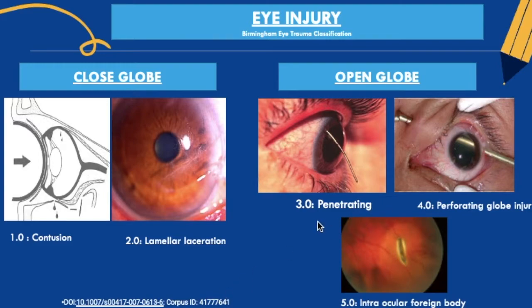Now, for the open globe injury, it consists of what we call a penetrating globe injury. There's only one particular wound, which is the entry site. And in another situation, we have the perforating globe injury. In these circumstances, we have the entry wound and we also have the exit wound. So we have to deal with two wounds. And another classification comes into play when a patient has an intraocular foreign body.